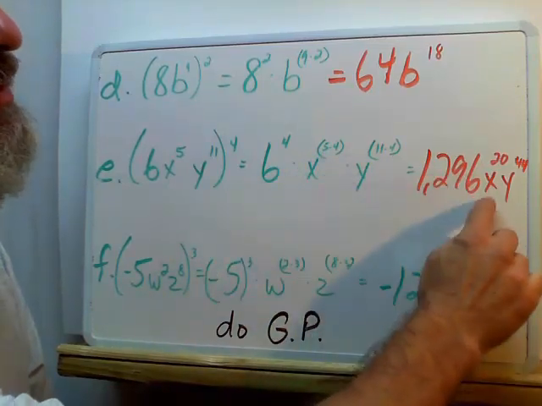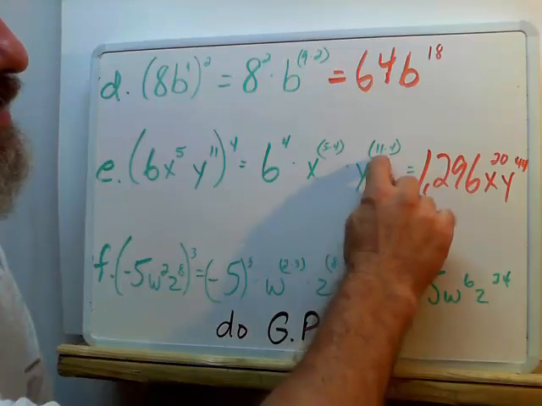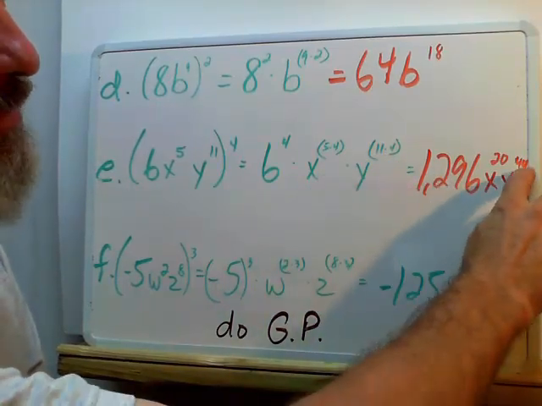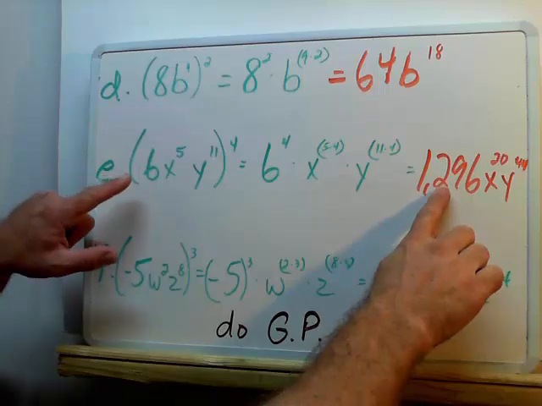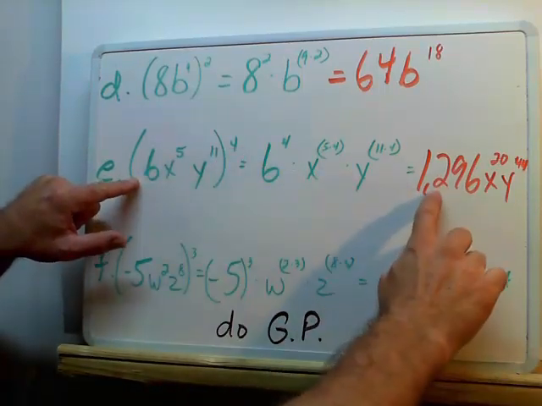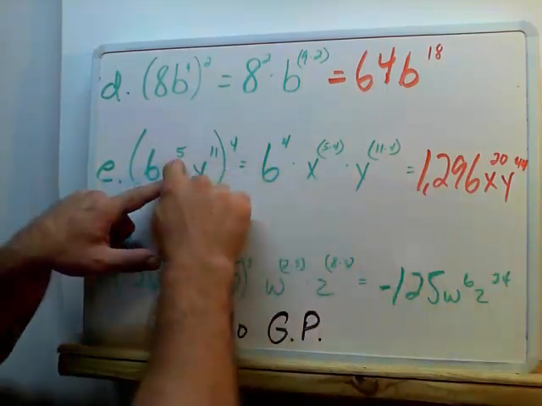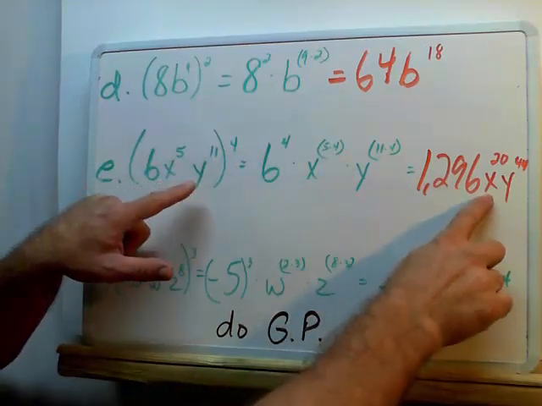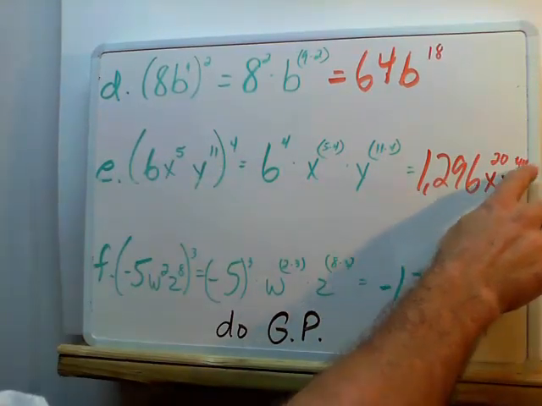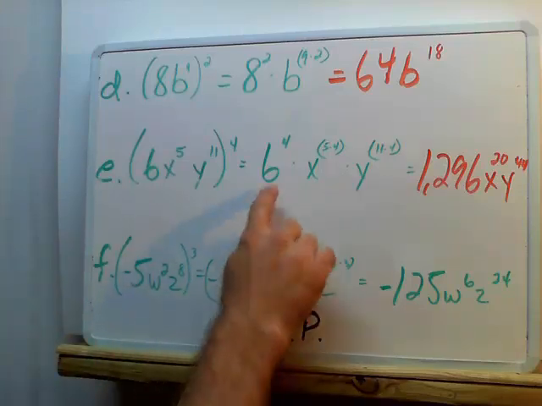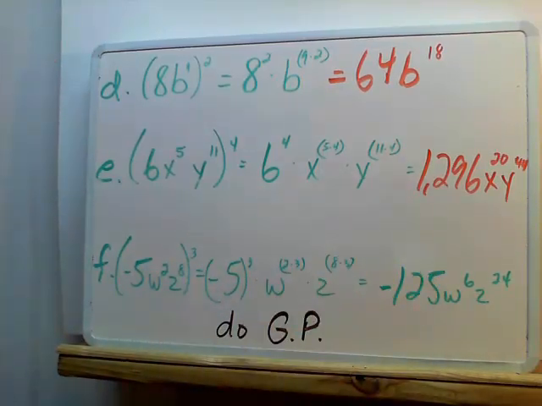X to the 5 times 4 is x to the 20th, and y to the 11 times 4, y to the 44th. So take a look at this again. We could just say 6 to the 4th, 1,296, x to the 5 times 4, x to the 20th, y to the 11 times 4, y to the 44th. I do want you to write this intermediate step.